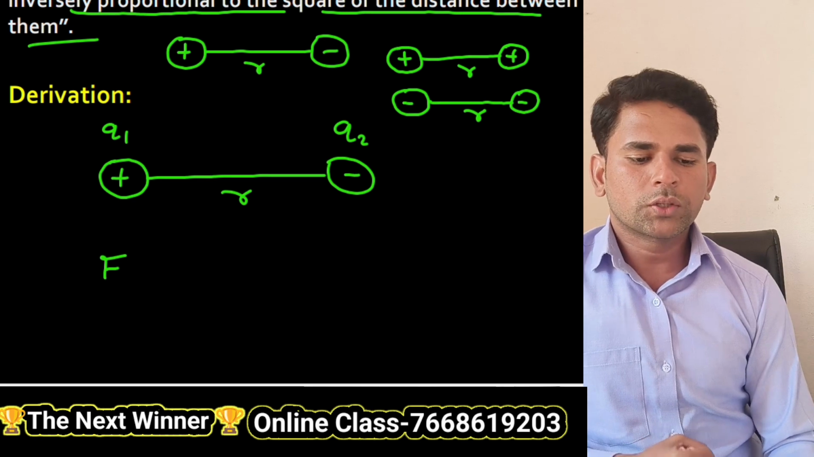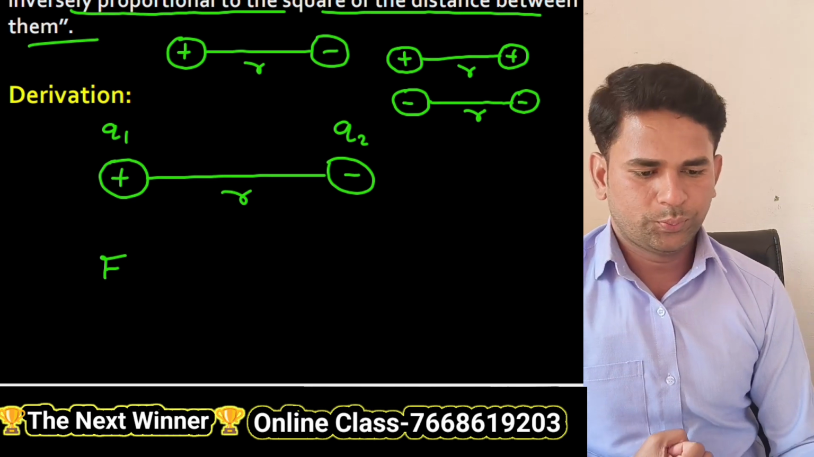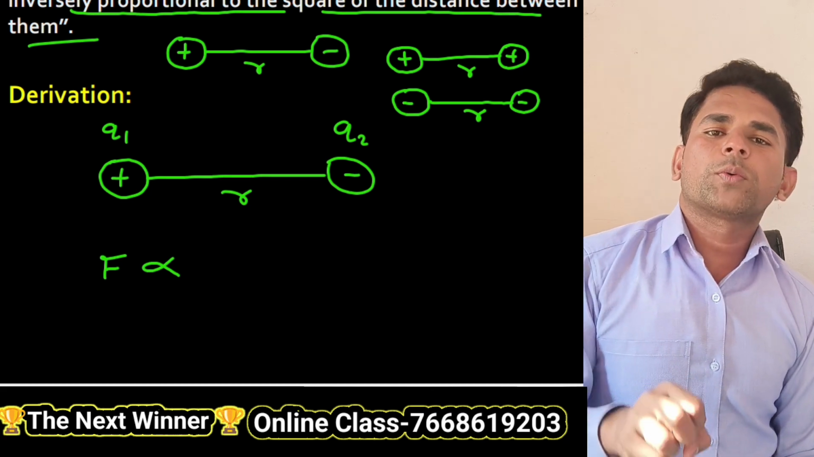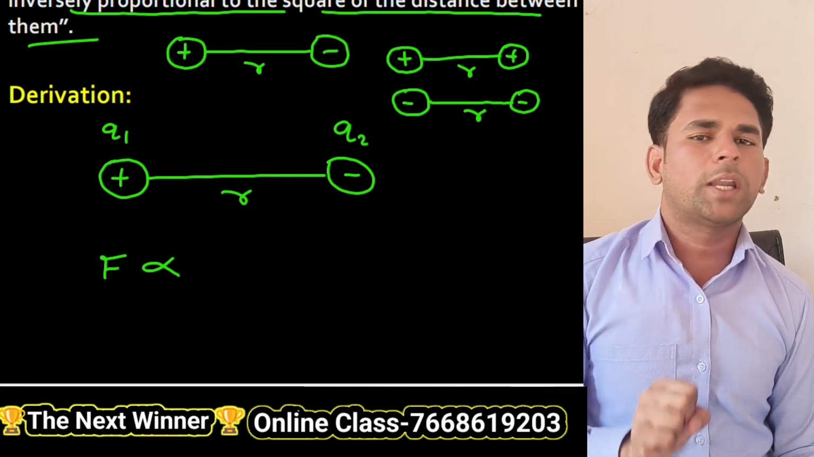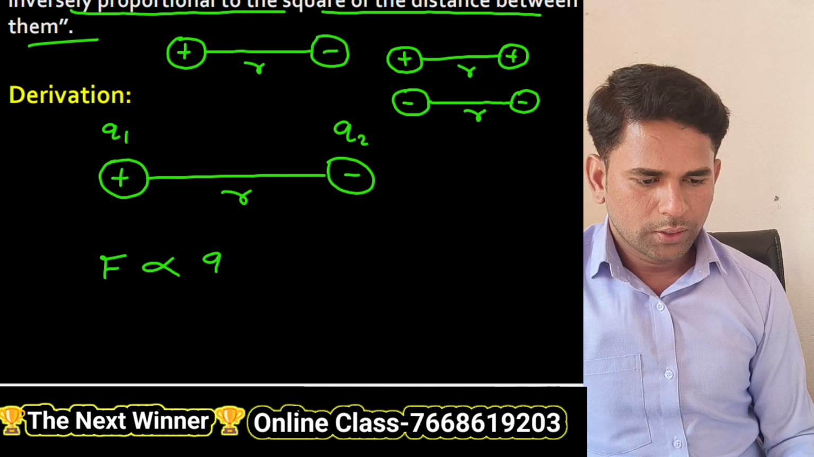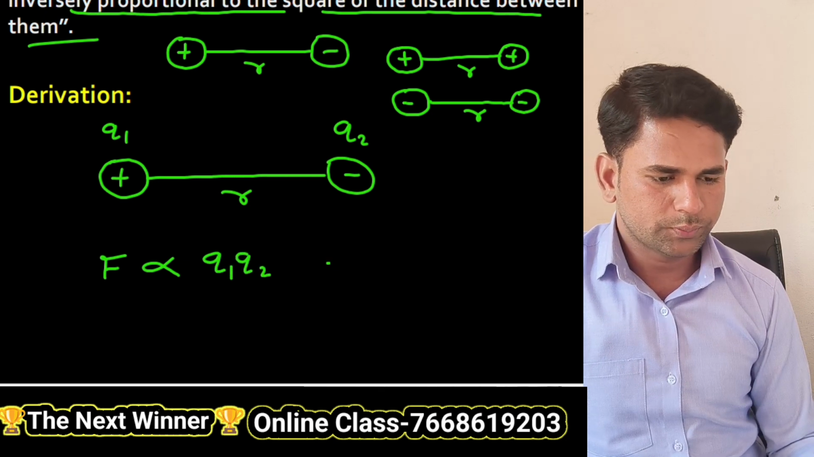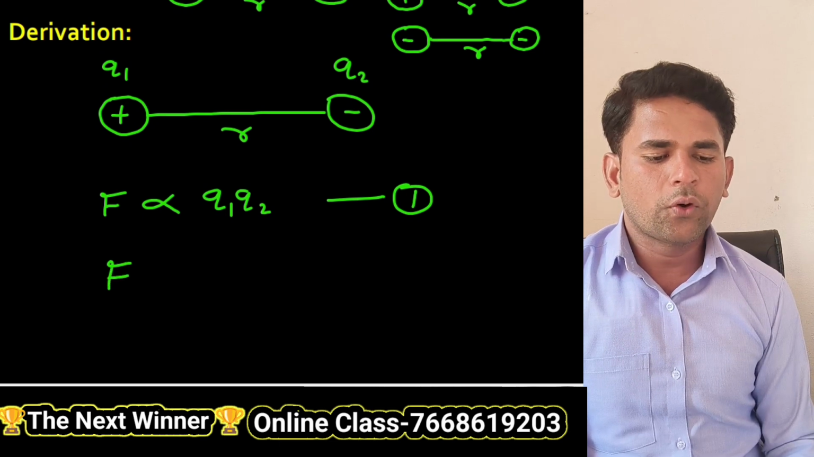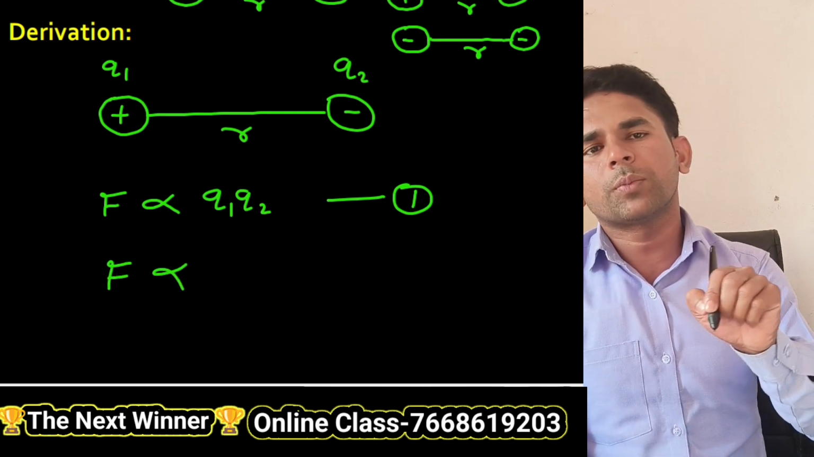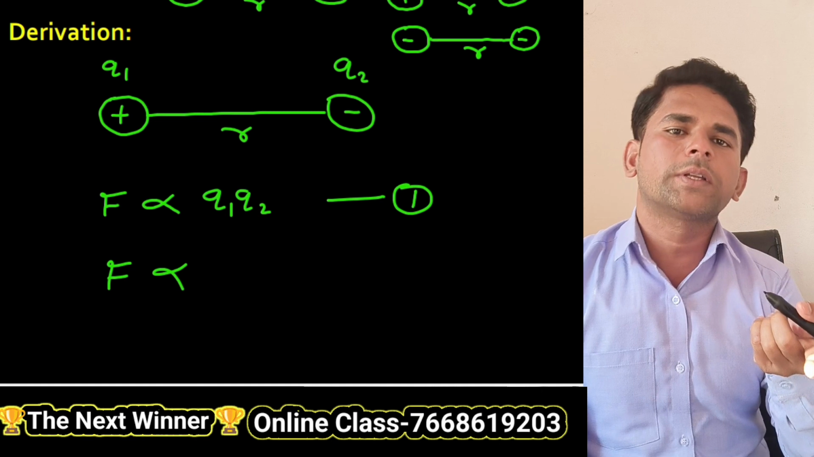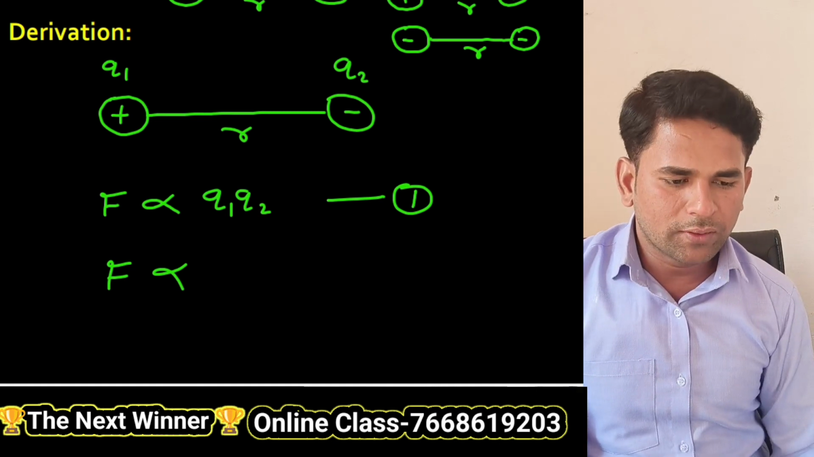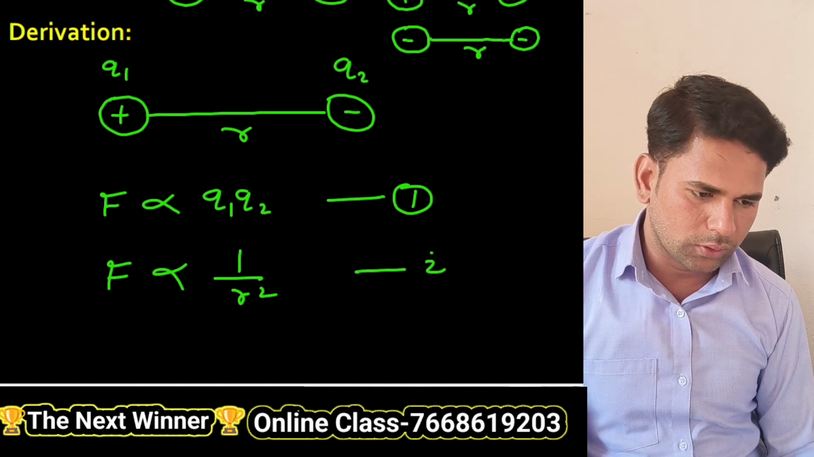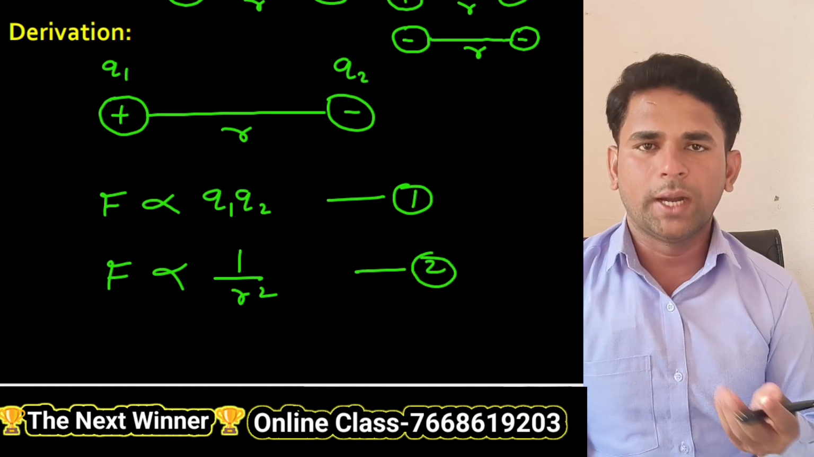So q1 and q2. The force of attraction or repulsion is directly proportional to the product of their charges, so q1 into q2. This is the first equation. And second, the force is always inversely proportional to the square of the distance between them. The distance is r, so 1 upon r square. Like this you can write.